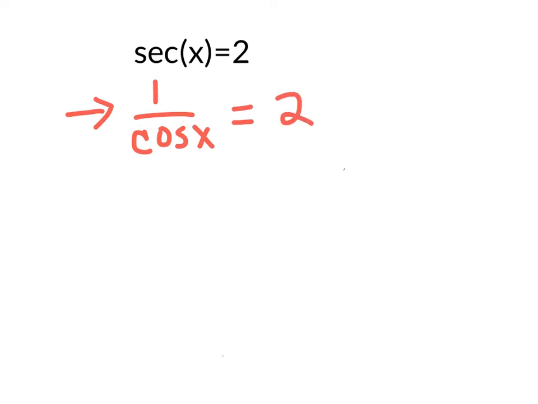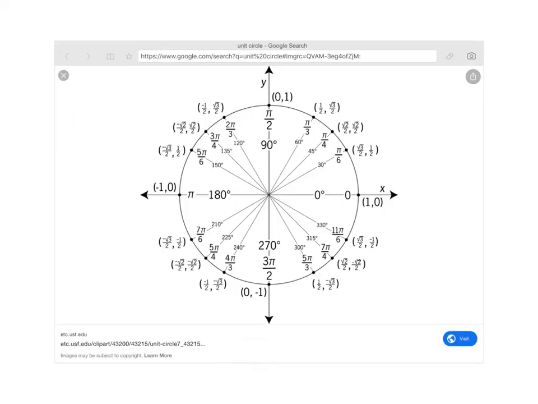Now if I take the reciprocal of both sides, I get cosine x is equal to the reciprocal of 2, which is 1/2. Now we're going to go ahead and look at our unit circles and find all the angles that when I take the cosine, I get 1/2. Okay, now we're going to use our unit circle to identify everywhere cosine is positive 1/2.